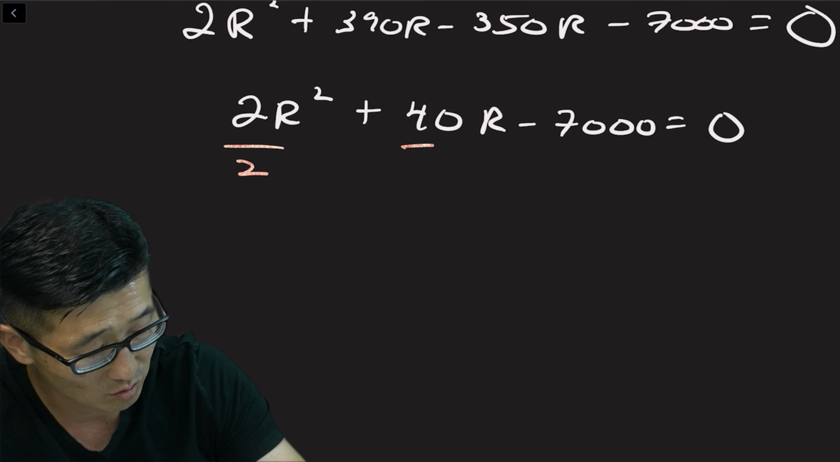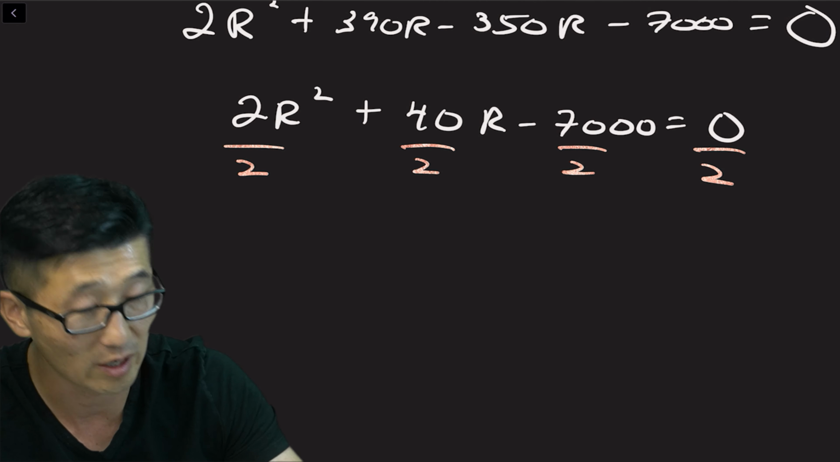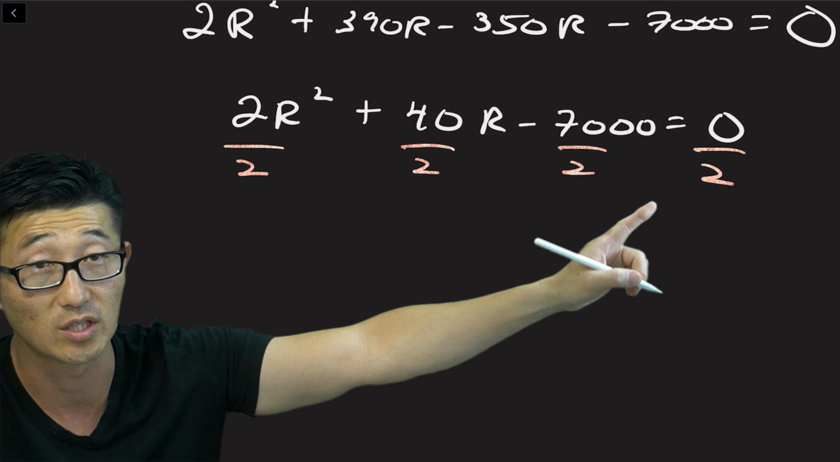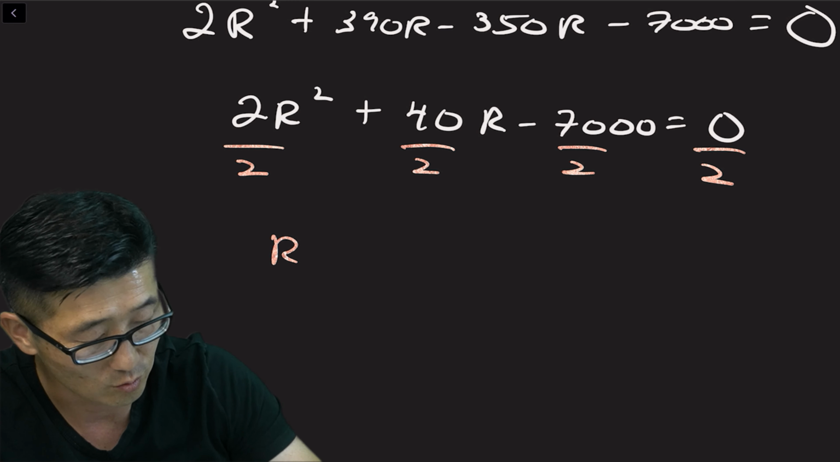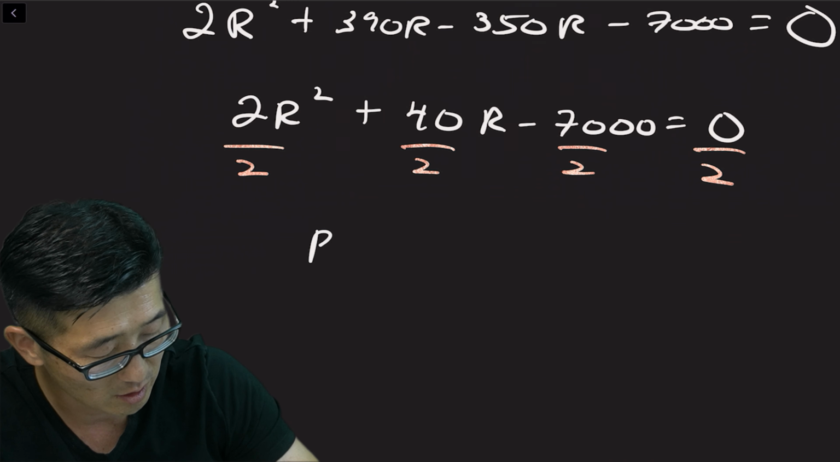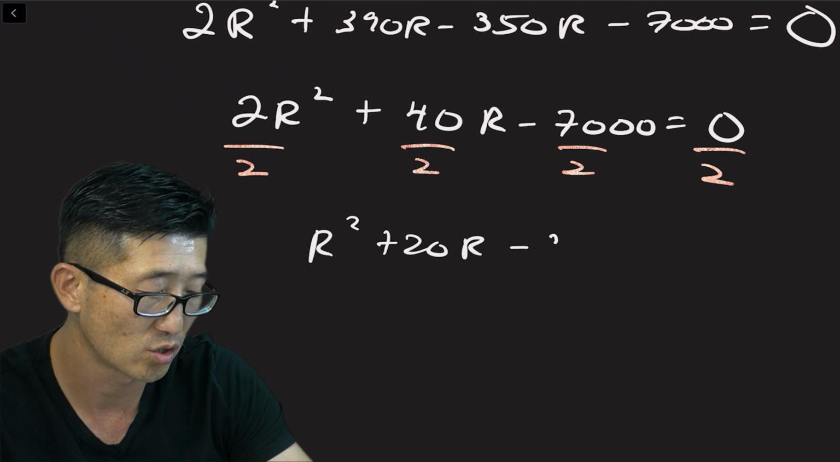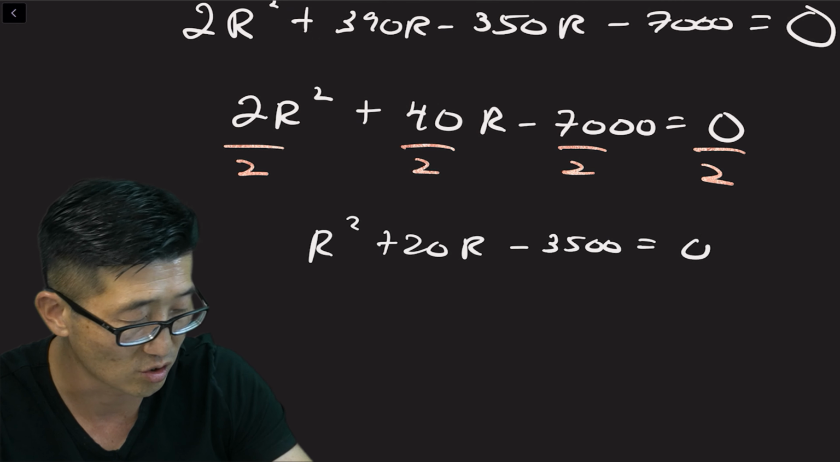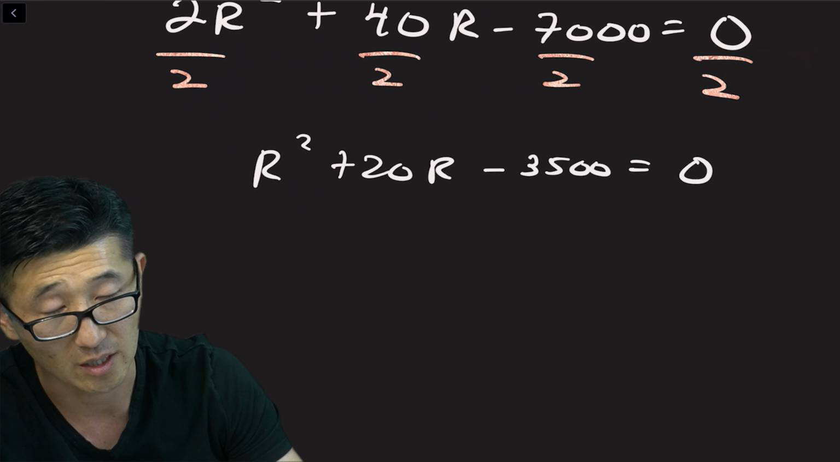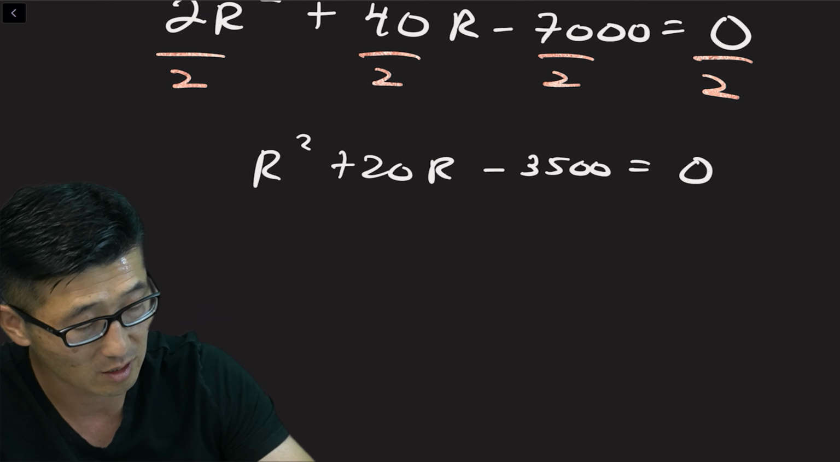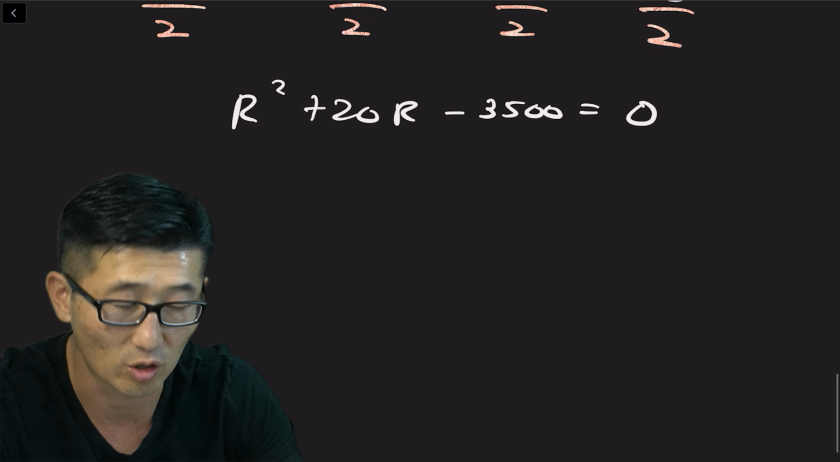So this is 2 divided by 2, divided by 2, divided by 2. And again, I only do this when it's equal to 0. This would be R squared plus 20R minus 7,000 divided by 2, which is 3,500, equals 0. All right, that doesn't really help us out there. This number is really, really big. I'm just going to plug into the quadratic formula.